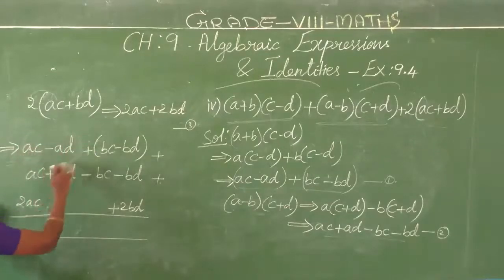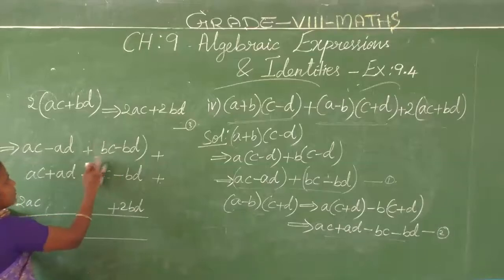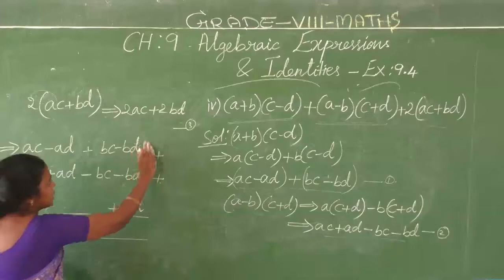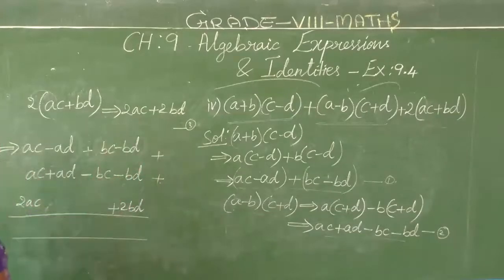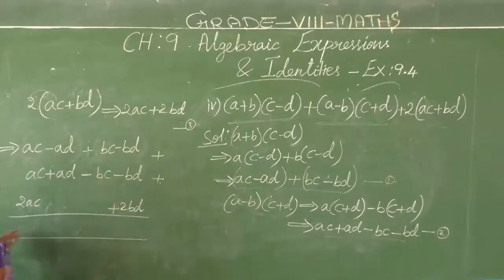Okay, here remove the bracket, multiplying plus into BC, plus BC only. Plus into minus BD only, correct, there is no change. So vertically I have arranged it. See, AC, AD, BC, BD line. All the like terms I have combined in vertical position and then I am going to add now.